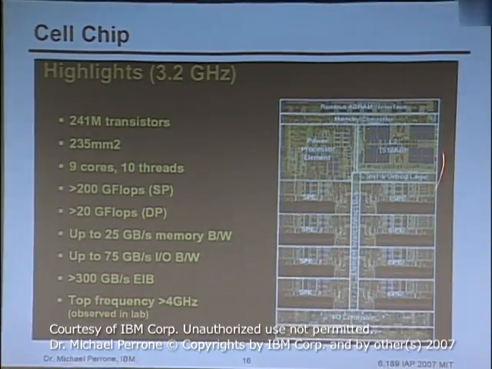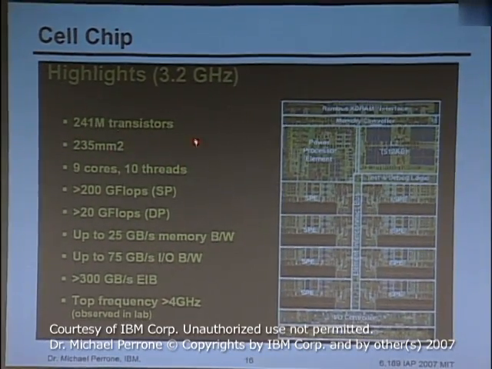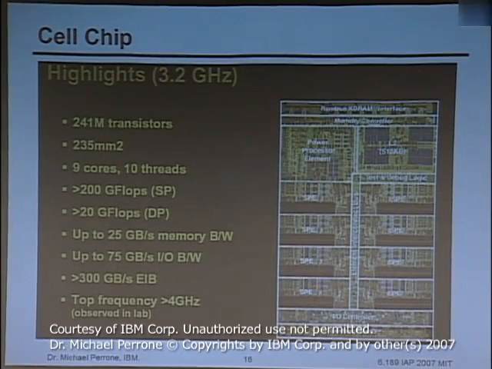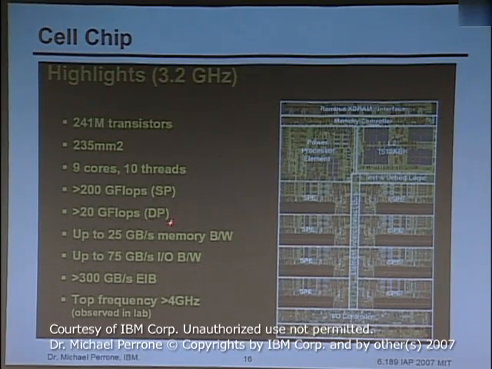Here's another picture of the chip. It has lots of transistors. This is the size. We talked about the 9 cores. It has 10 threads because this power processor, the PPE, has 2 threads. Each of these are single-threaded. And this is the wow factor. We have over 200 gigaflops of single precision performance on these chips. And over 20 gigaflops of double precision, and that will be going up to 100 gigaflops by the end of this year.